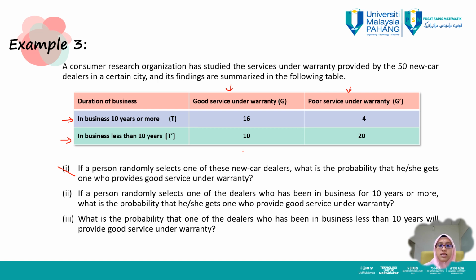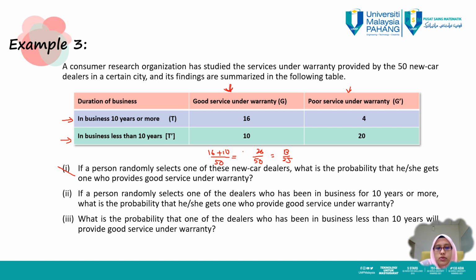That means it's not mentioned whether this is more than 10 years or less than 10 years. The question just asks for good service under warranty. So for number one, it is 16 plus 10 divided by 50, which is equal to 26 over 50, or in the smallest fraction, 13 over 25.